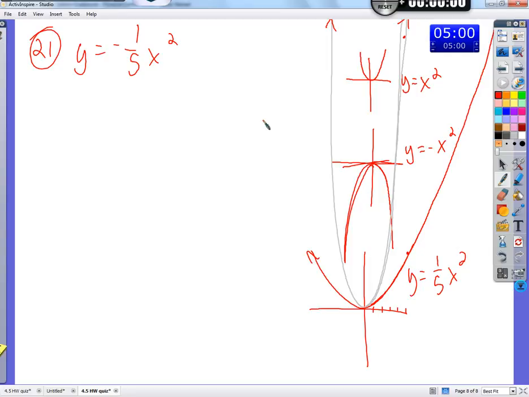So here we have those two things put together. This will make it open down. This will make it 1/5 as steep. So our vertex will be right at the origin. That doesn't change anything. Put in 0, you still get out 0. But then we could say go out to 5 and go down to 5. Put a point there. And now we can graph.